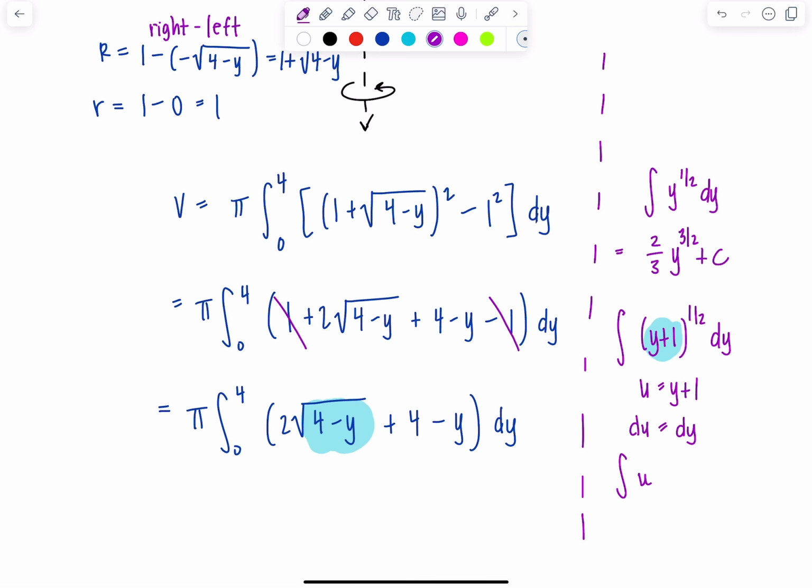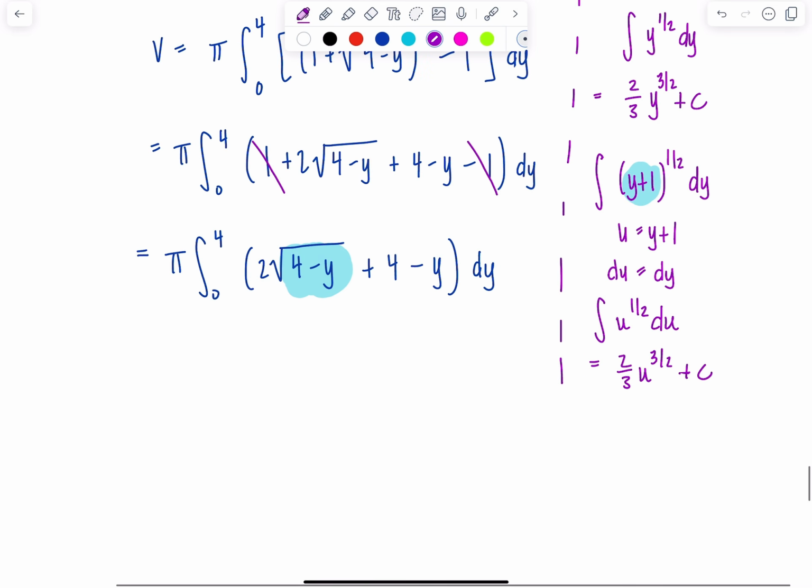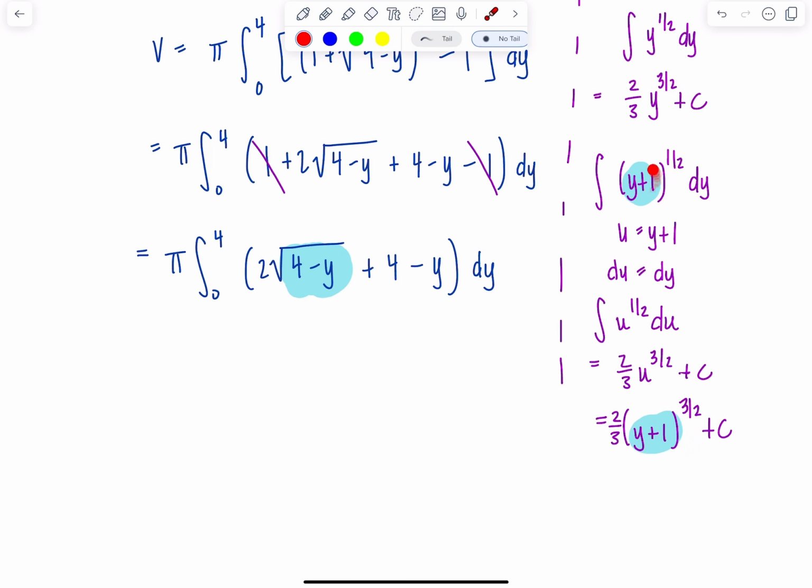So then you have u to the 1/2 du. Then you have 2/3 u to the 3/2 plus c. And then you just go right back to the original variable. So like whatever was the point, 2/3 (y plus 1) to the 3/2 plus c. You could have just left it alone, added 1 to the exponent, divided by the new exponent.